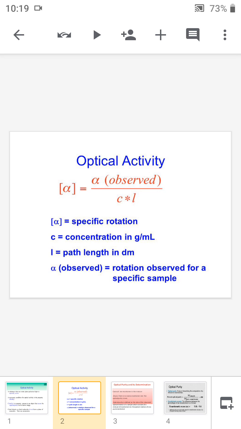How will we measure the optical activity? By using a polarimeter. We dissolve the organic compound in an appropriate solvent, fill the sample in a cuvette or a tube, place it in a polarimeter, and measure the specific rotation. If it is the original compound, we will get the optical rotation of the standard compound. So if the optical activity of our sample and the standard sample match, then we can ensure that our compound is pure.